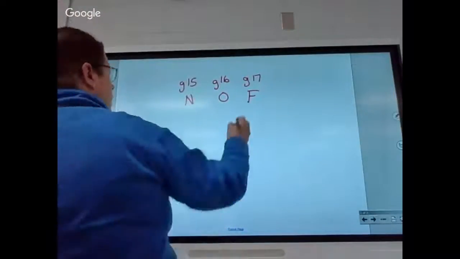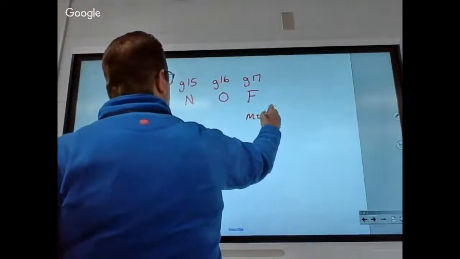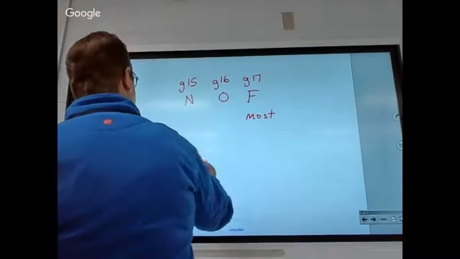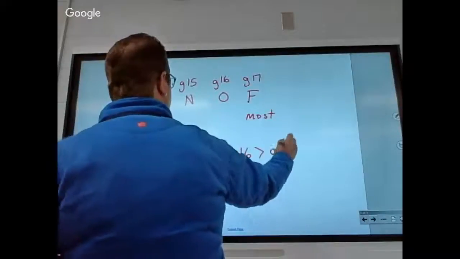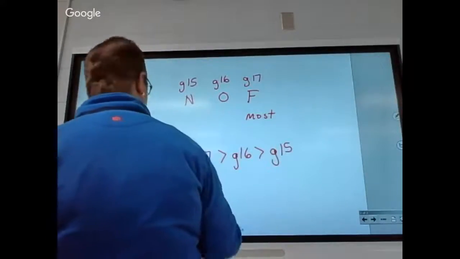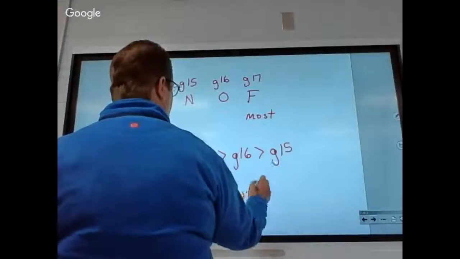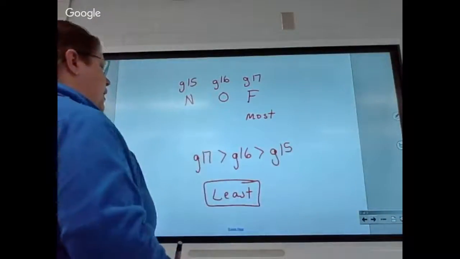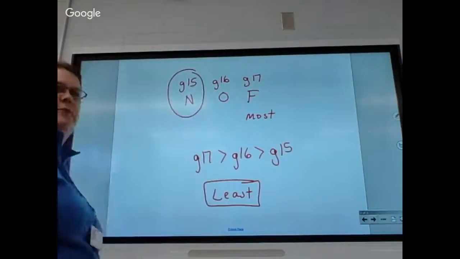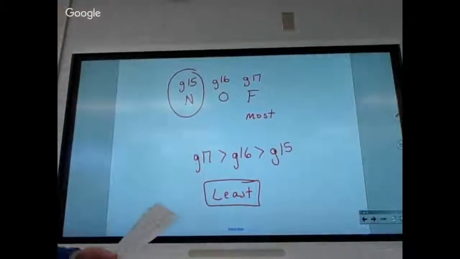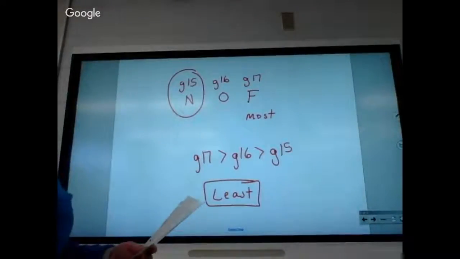Okay? So we know this is most reactive. And we know the trend is group 17 is more reactive than group 16, which is more reactive than group 15, right? And the question said which one is least. So who would be least reactive? Group 15, so that's why the answer was nitrogen. Yes? No? Question? Ask. I'll answer. Or I'll try.